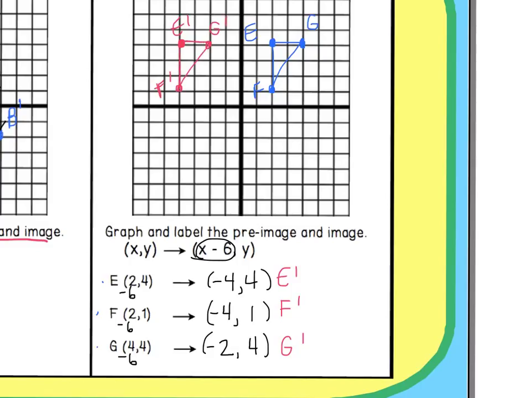And when I look at my two shapes, they look exactly the same, and you'll notice that all we did was move 1, 2, 3, 4, 5, 6 units to the left. Every single point was moved the same.